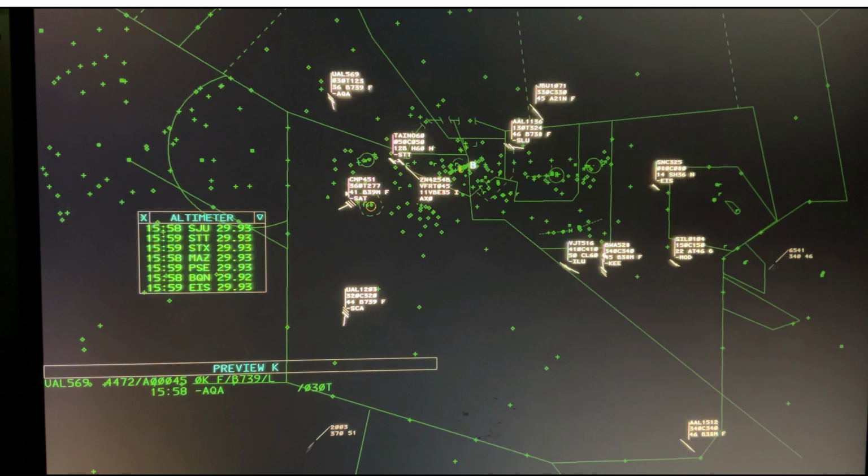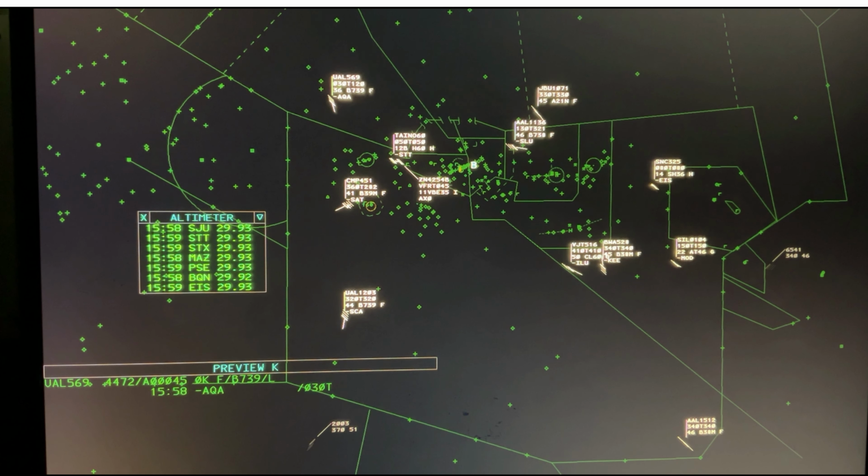Now let's hand off these guys. Santo Domingo Center, San Juan Center, Sato Sector, handoff. Domingo. Northeast Sato, Copa 451, climb flight level 360. They'd say radar contact, and we would get rid of Copa. Copa 451, contact Santo Domingo Center, 124.3. Good day.